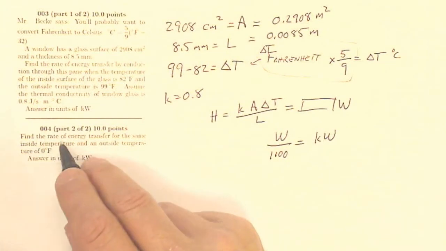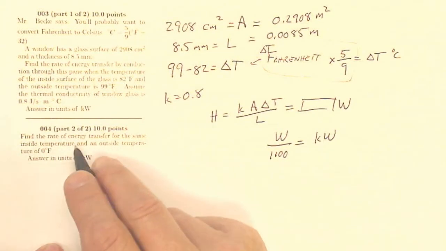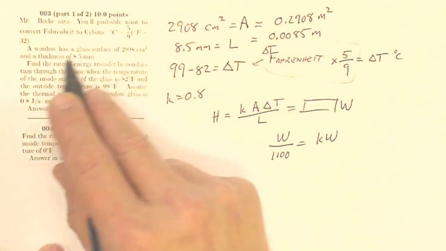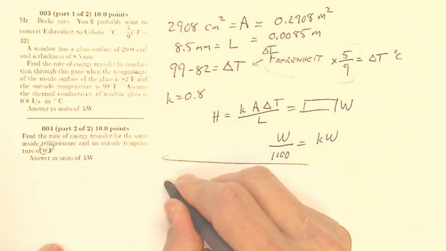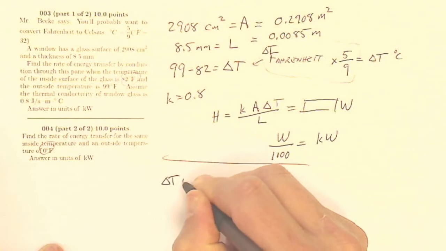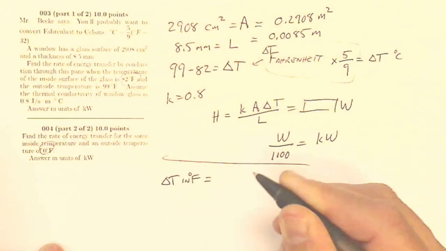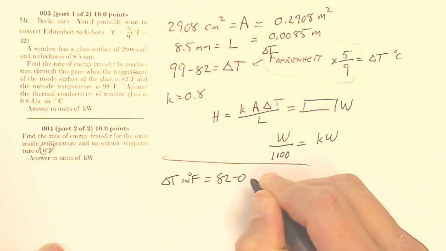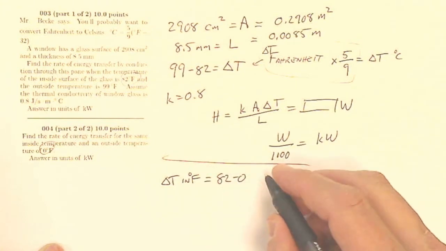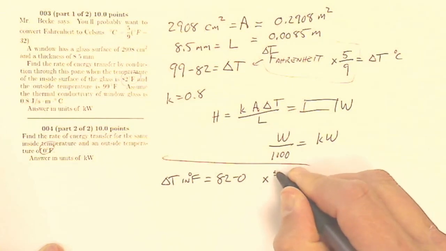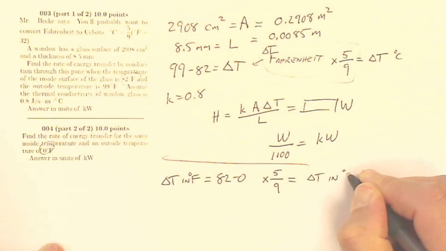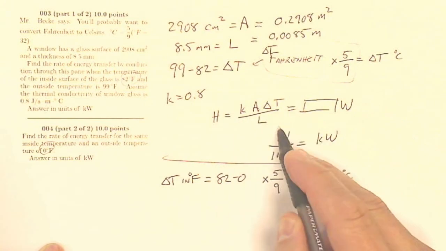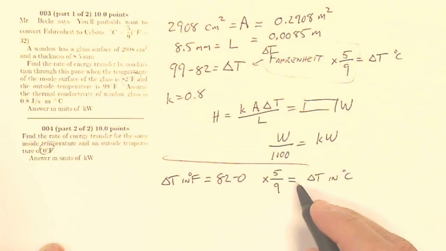For question 4, it says find the rate of energy transfer for the same inside temperature but an outside temperature of 0 degrees Fahrenheit. So my inside was 82 and my outside is going to be 0. So for the next one, my delta T in Fahrenheit is going to be 82 minus 0. If I take that times 5 divided by 9, that will equal my delta T in degrees Celsius. And then you're going to plug that in. Everything else is the same. So your K, your A, and your L are the same, but you'll have a different delta T. The key there is transferring the Fahrenheits to the Celsiuses.